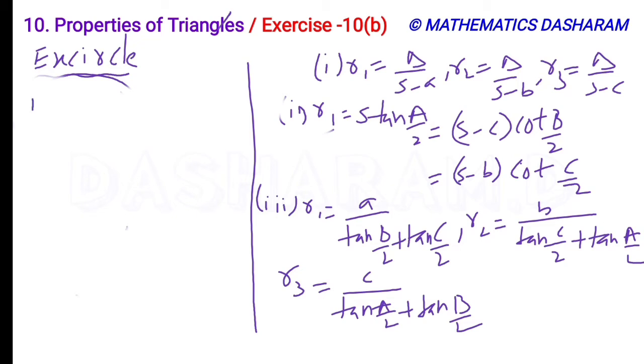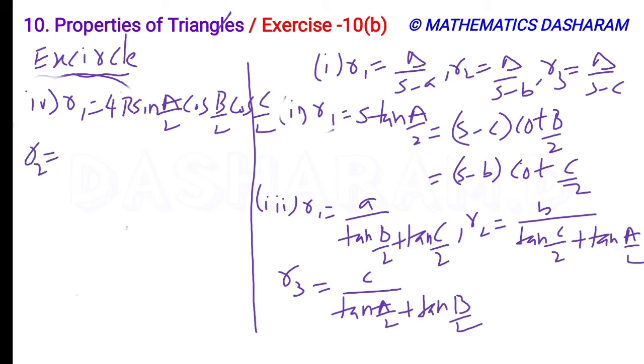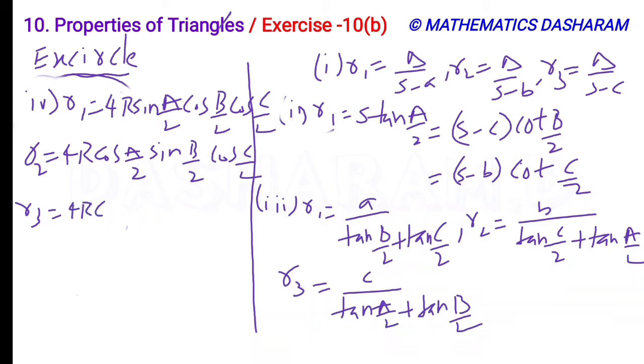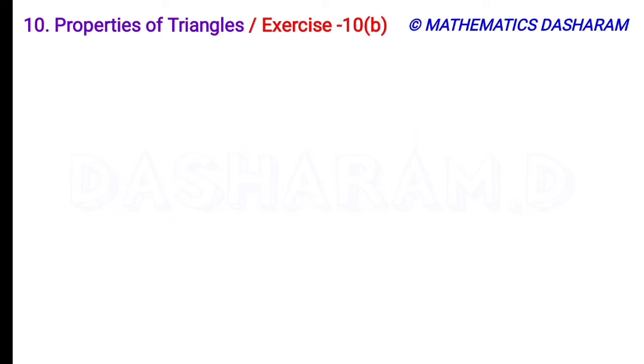Next, fourth formula, R1 equals 4R sin A by 2 into cos B by 2 into cos C by 2. Next, R2 equals 4R cos A by 2 into sin B by 2 into cos C by 2. Next, R3 equals 4R cos A by 2 into cos B by 2 into sin C by 2. So let's start exercise 10B, first problem.